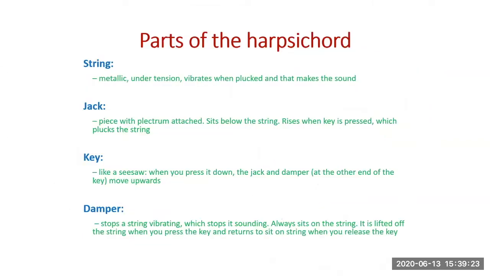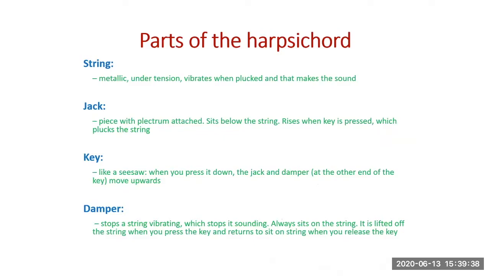So, inside the harpsichord are metallic strings. They run directly away from the player in line with the keys. The higher notes have shorter strings and the lower notes have longer strings, the same as in a grand piano, which is what gives it that shape.